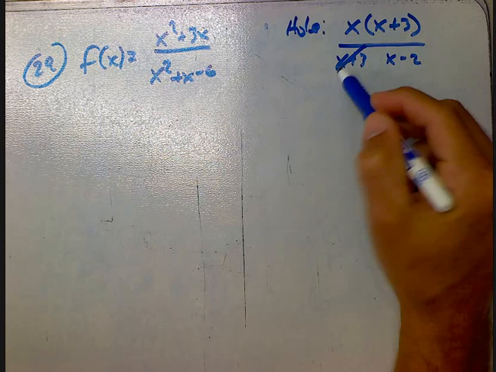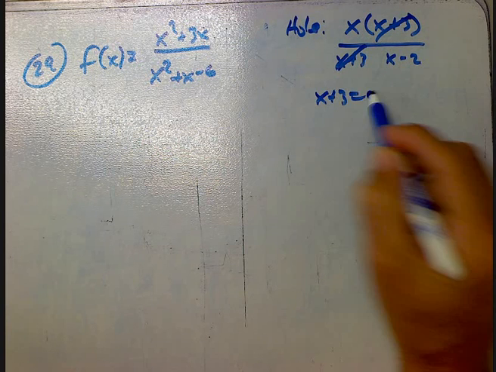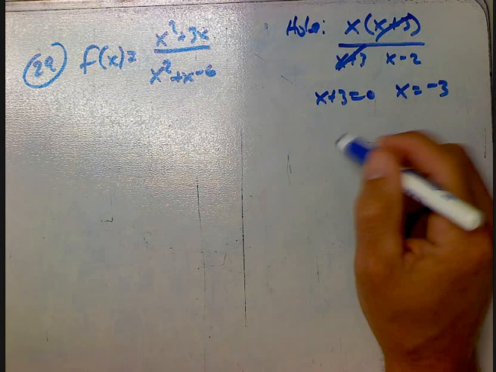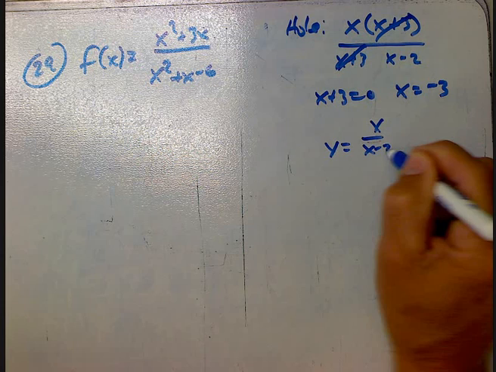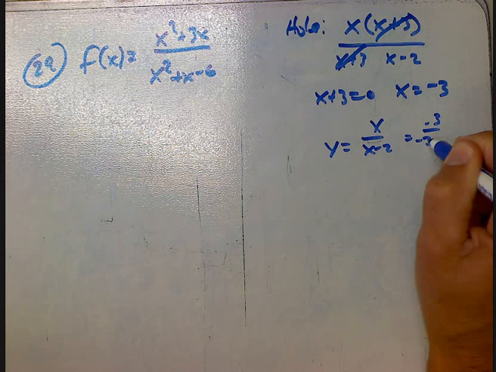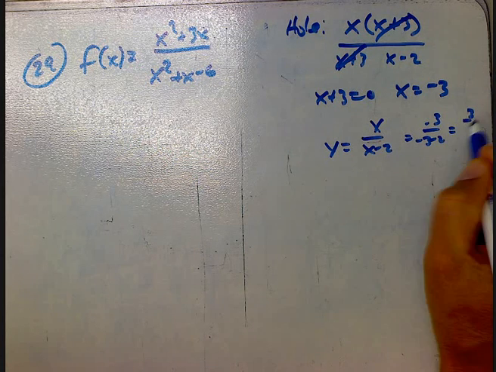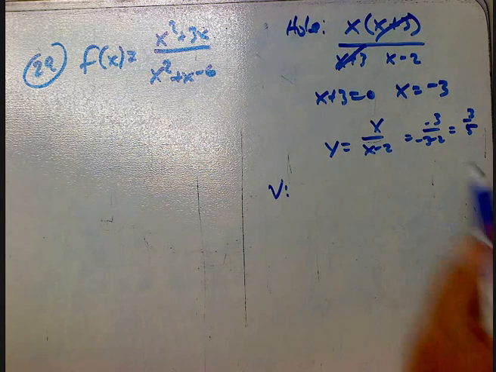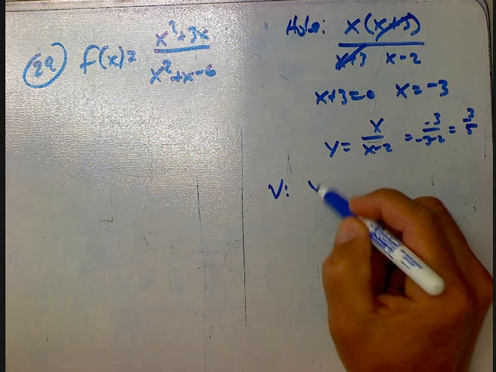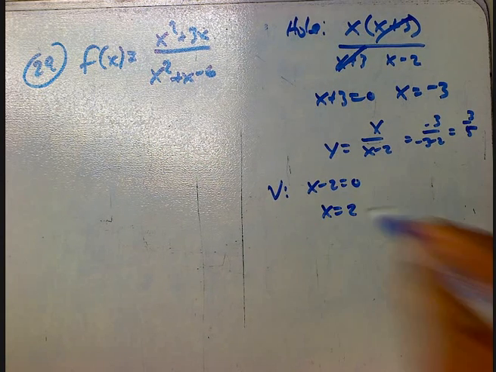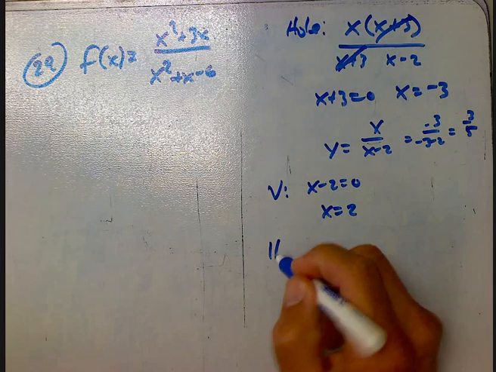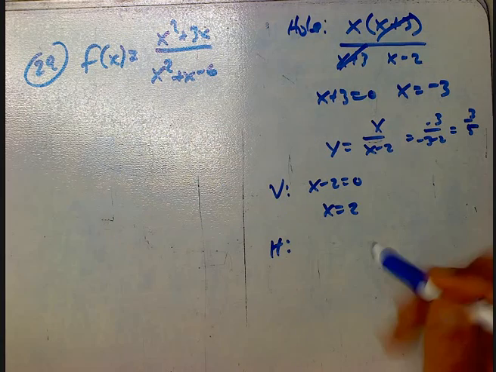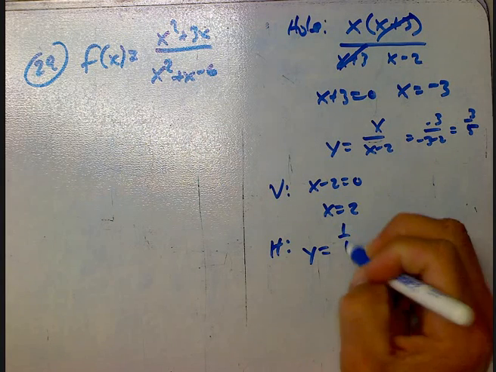Set that x plus 3 equals 0. X is negative 3 is the hole. So y is going to be x over x minus 2, which is negative 3 over negative 3 minus 2, which looks like it's 3/5 is the hole. For the vertical asymptote, set what's left, x minus 2 on the bottom, equals 0. So x is 2. For the horizontal asymptote, I have x squared is the same as x squared on the bottom. So I take the coefficients of x squared and divide them, and I get y equals 1.